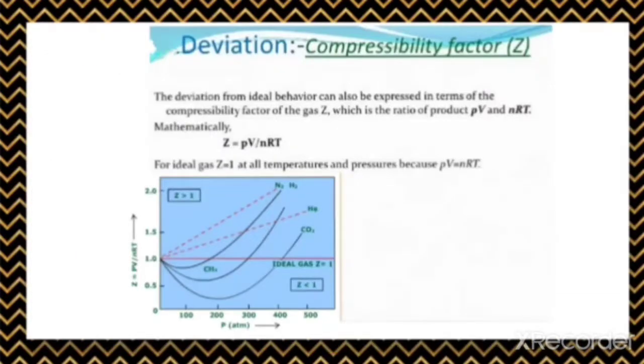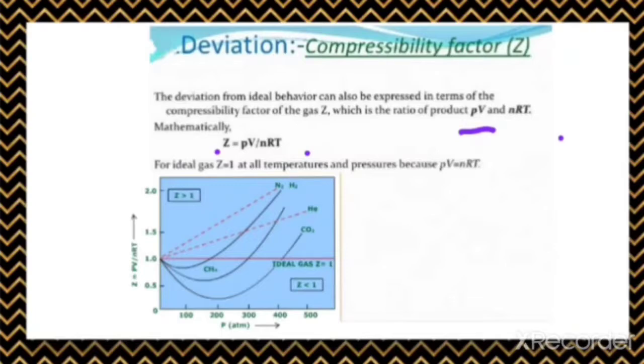Thus, the deviation from ideal behavior can be expressed in terms of compressibility factor, that is Z. Z is equal to PV by nRT. So, how do we define compressibility factor? The deviation from the ideal behavior can be expressed in terms of the compressibility factor, which is actually the ratio of PV and nRT. So, Z is equal to PV by nRT.